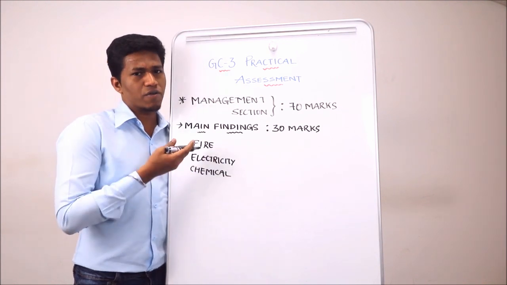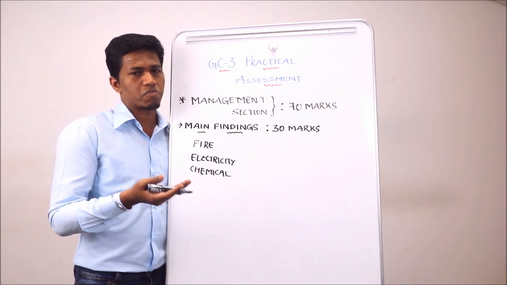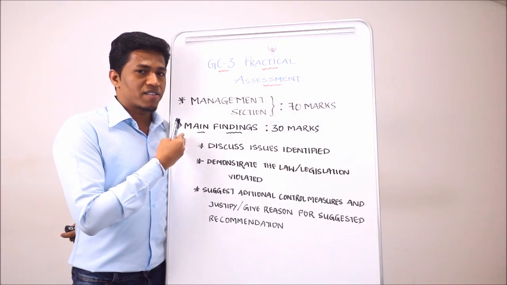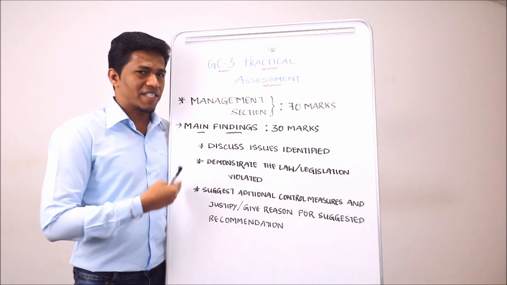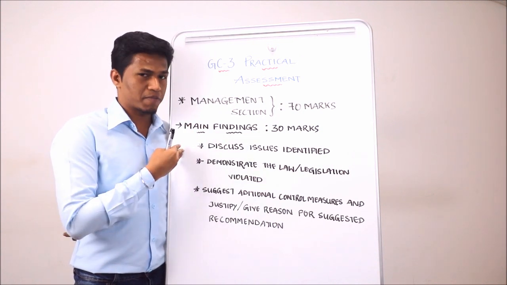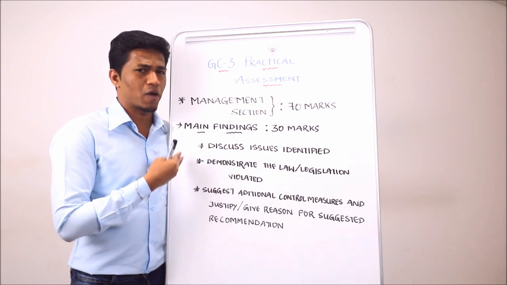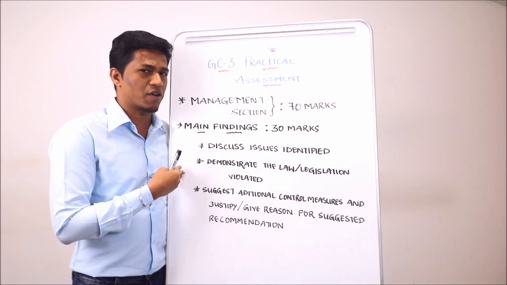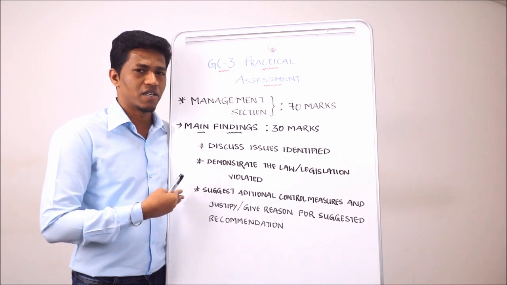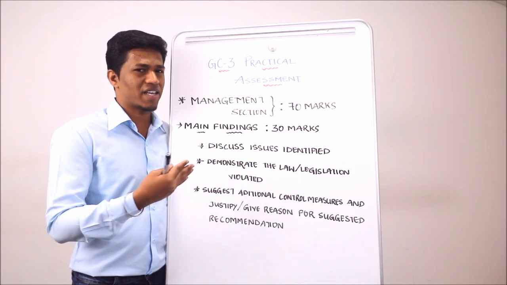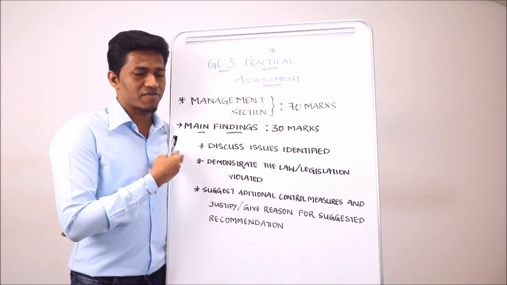Now imagine out of 20 to 25 observations, your main findings section is suggested for you to write in 3 different parts. For your first part, you discuss the issues identified in certain categories. Like I said earlier, you have different categories of hazard like fire, electricity, chemical or biological. Let's take an example. Let's take the category as fire.